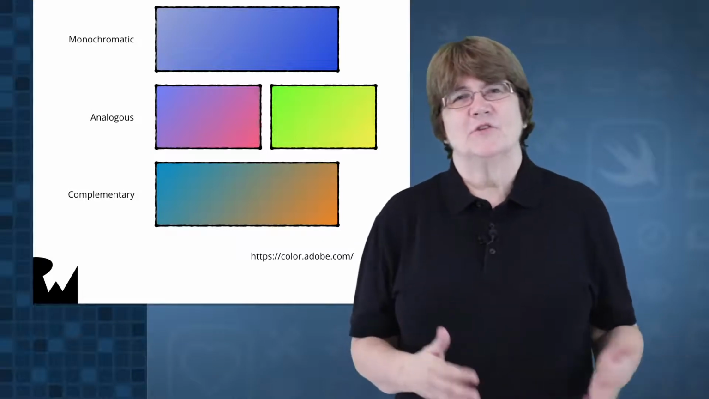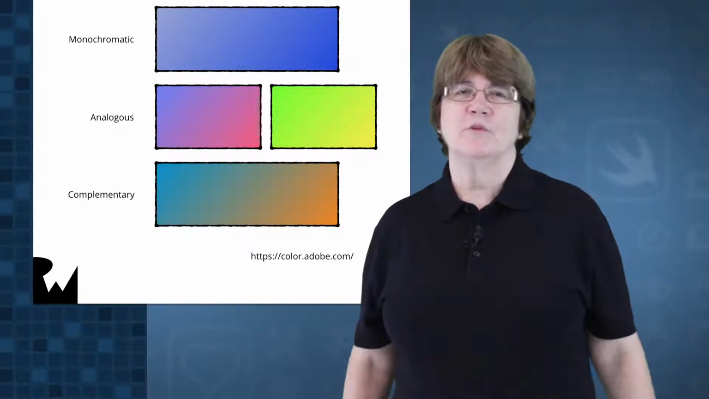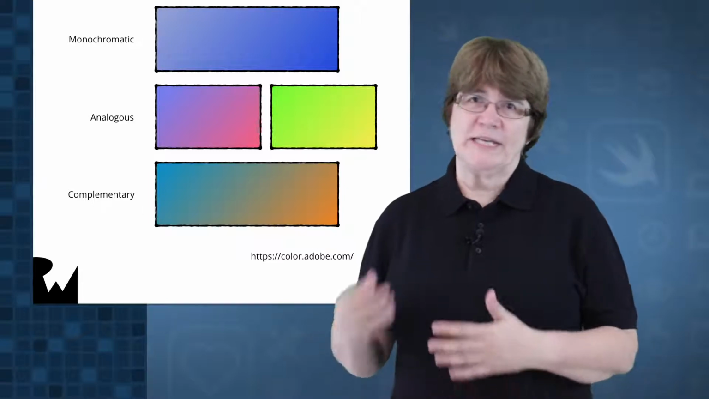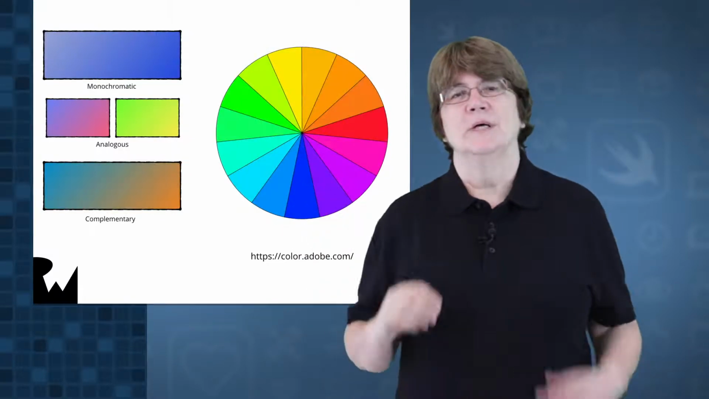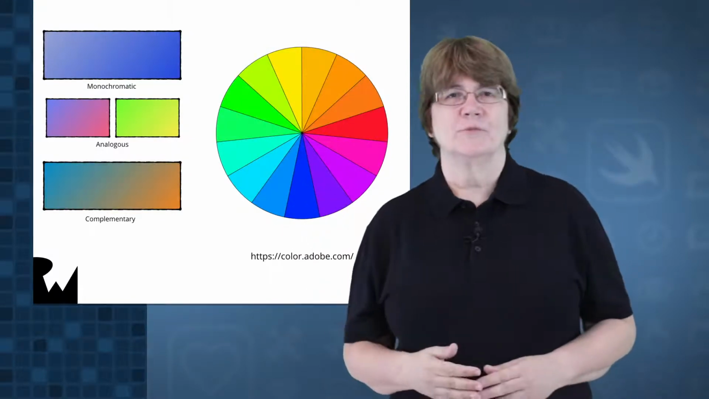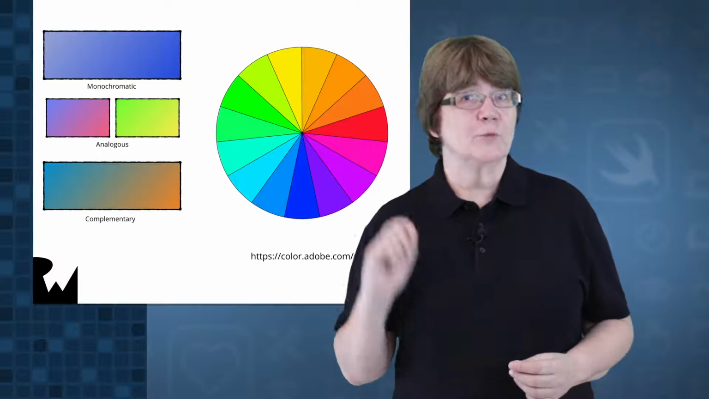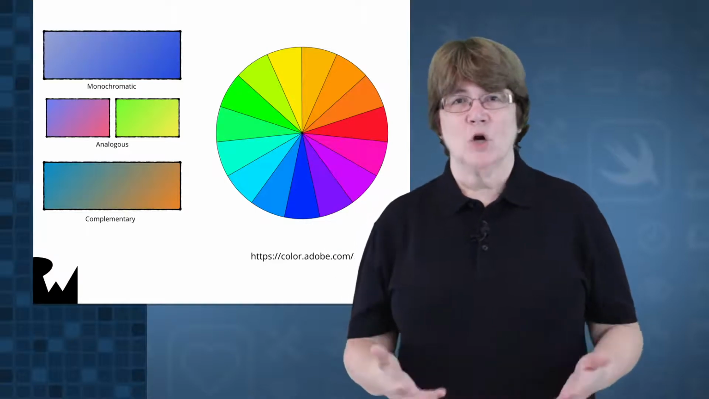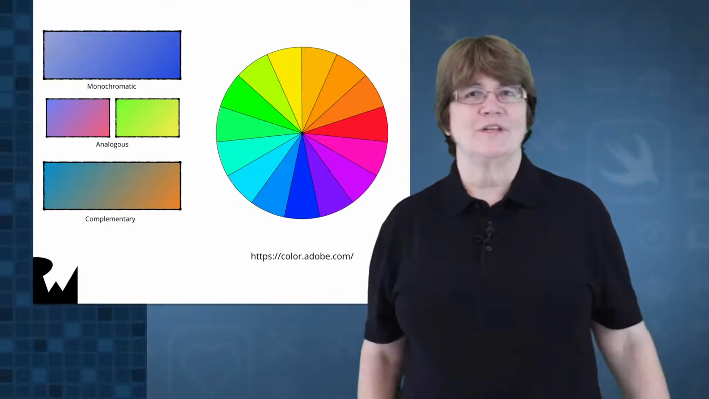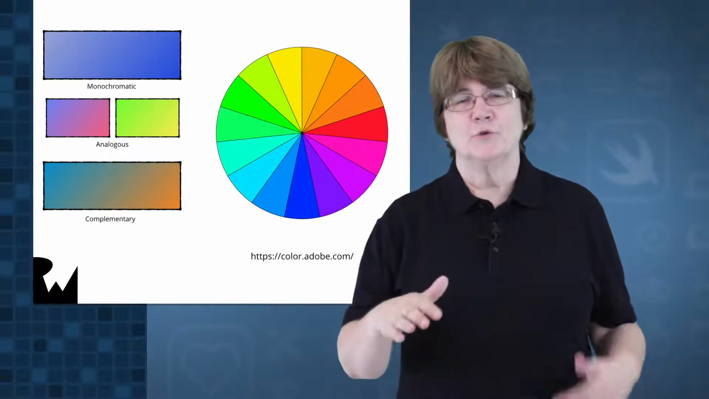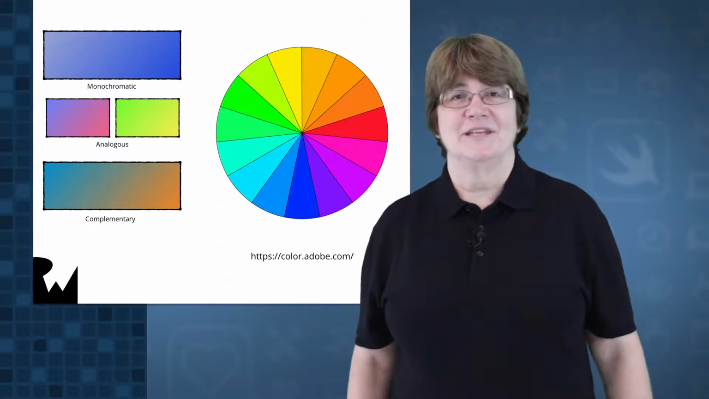Go to colors.adobe.com and experiment with the different color rules, especially analogous and complementary. This is the color wheel, which helps you to follow the color rules. Analogous means next to each other on the color wheel, and complementary means opposite each other. So blue is opposite orange. Both of these rules make good gradients in any tint.